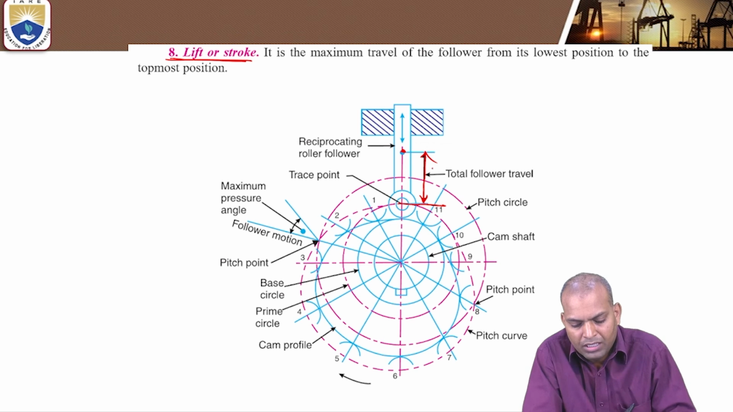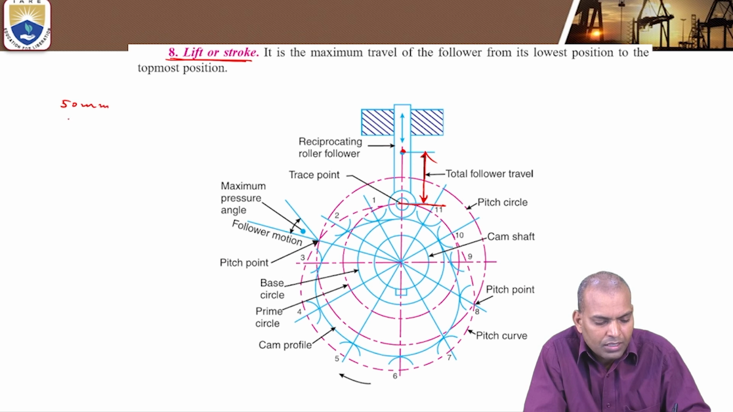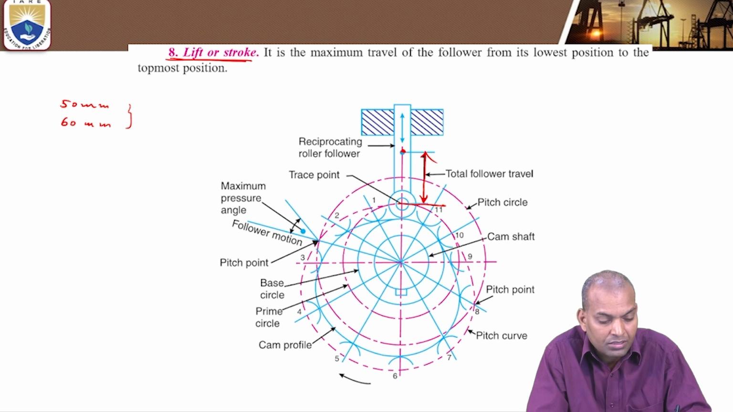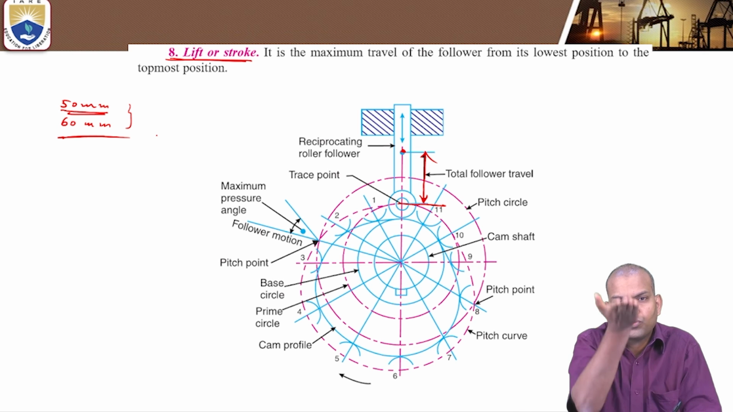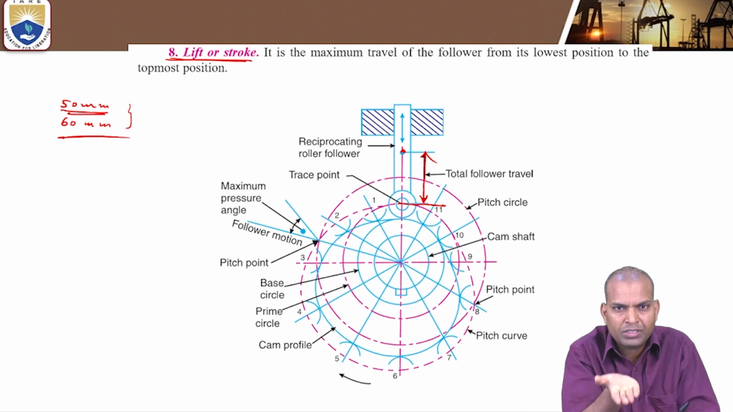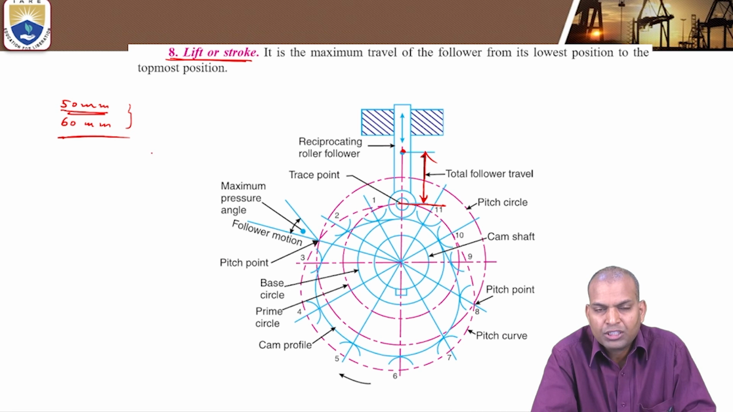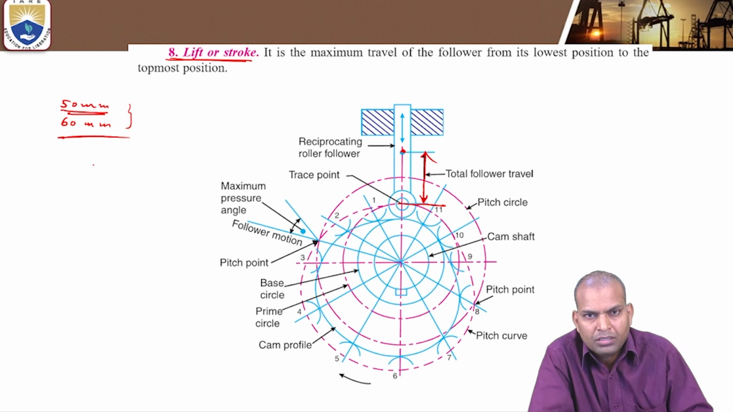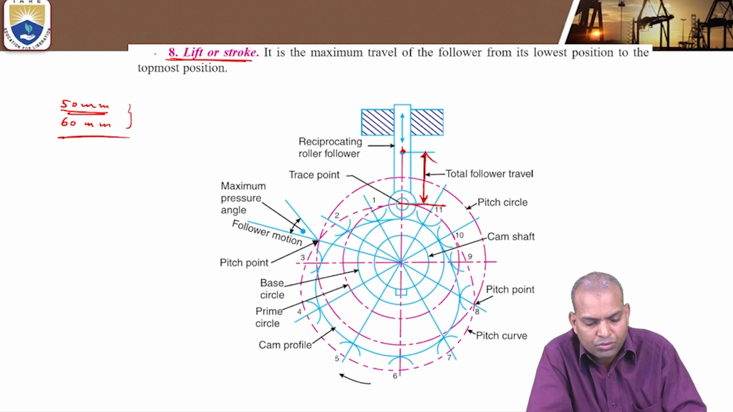Okay, the lift of the follower, or the total follower travel. It can be in terms of millimeters, 50 millimeters or 60 millimeters, etc. In the examples I considered, it is linear reciprocatory. It is not angular displacement, because the follower moves in reciprocatory motion up and down. That is the linear distance. So it is the maximum travel of the follower from its lower position to the topmost position. That is the lift or stroke.